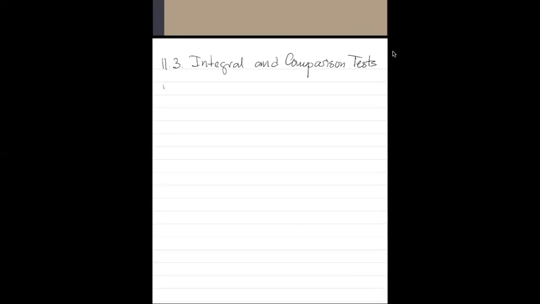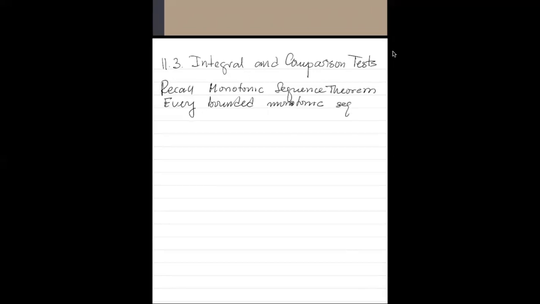So let's recall an important theorem called the monotonic sequence theorem, which says that every bounded monotonic sequence is convergent. So we have two conditions for convergence, and that is bounded and monotonic. Monotonic meaning increasing or decreasing.